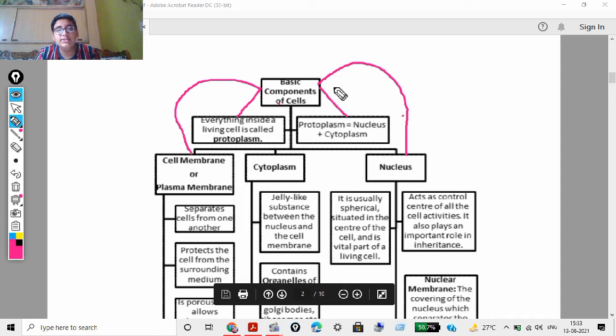These are subdivided into two more categories. So the names are cell membrane or plasma membrane. Both are the same thing. Cell membrane is easy to learn, so cell membrane.